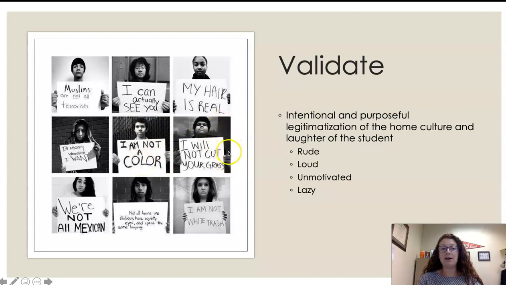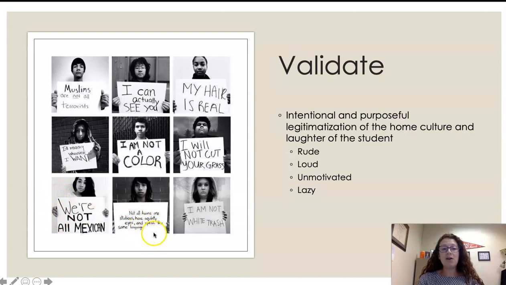So he likely has had things said to him indicating that his culture indicates that he likely would be like a day laborer or someone who works in landscaping. This Hispanic woman says, we're not all Mexican. I think this is a very important picture, particularly in our region, because we have a ton of students from Central and Southern America, and they are not all Mexican, and that's very important for us to understand.